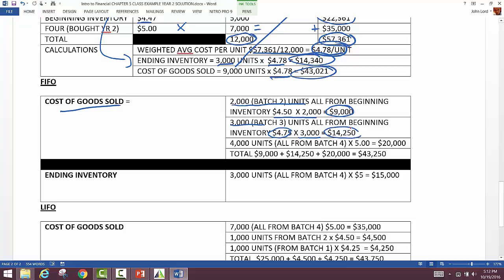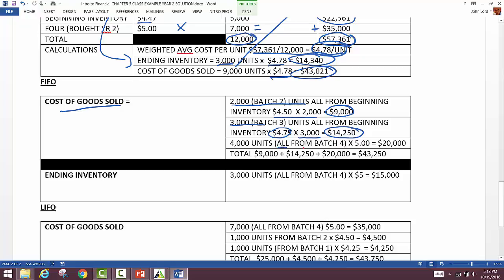475. That's 14,250. So now we've assumed that we sold all of batch 2 and all of batch 3, haven't we? Okay, so we still need what? 2 plus 3 is 5. If we assume we sold 9, we need 4,000 more, don't we? Can't go to batch 1. Those are all gone. So what do we do?